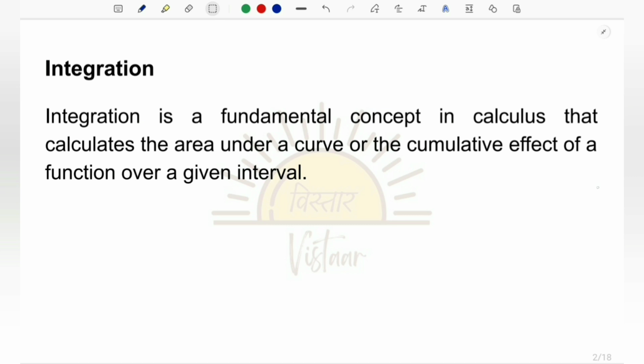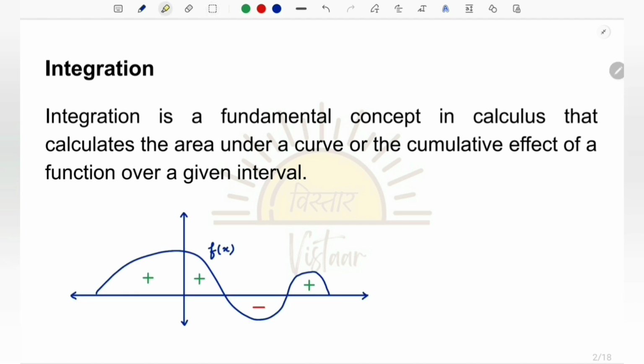It helps us understand the cumulative effect of a function over a given interval. Think of it as adding up the tiny slices of the curve to get the total area. So if we need to find the area under this curve, we will take the area above the x-axis as positive and below the x-axis as negative. Note that here we are integrating with respect to x. As we are integrating the function f(x), we will write the function f(x) along with the integral sign, and as we are integrating with respect to x, we will write dx.